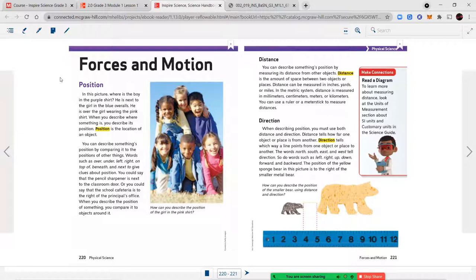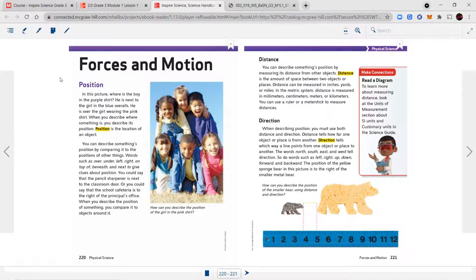Page 220 in our science handbook is titled Forces and Motion. Our first header says position. In this picture, where is the boy in the purple shirt? He's next to the girl in the blue overalls. He is over the girl wearing the pink shirt. When you describe where something is, you're describing its position.